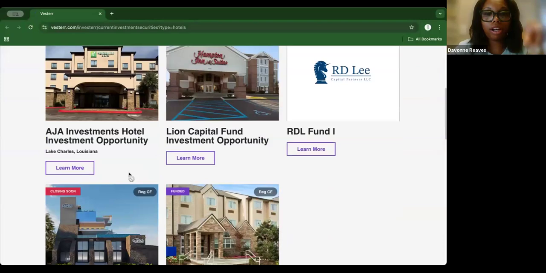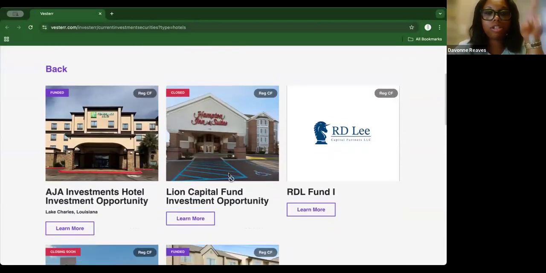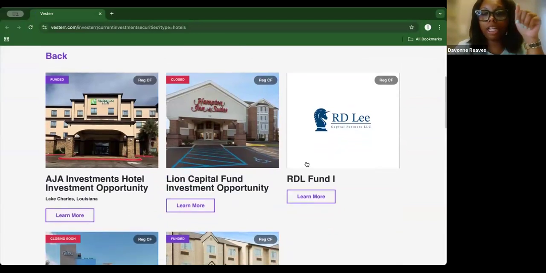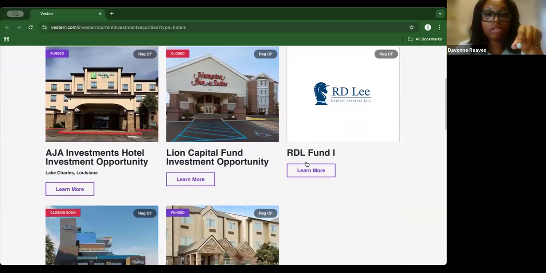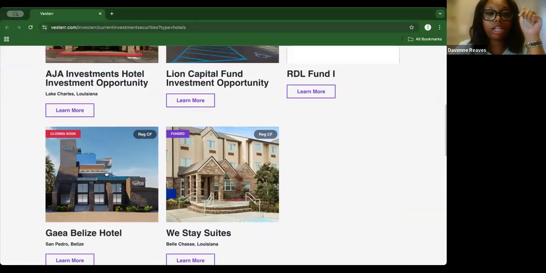So these are current deals. We actually have 3 funded deals, 2 of them hotels. We have the Hampton Inn that's about to reopen, RDL Fund 1, that's a hotel fund, and then the Gaia, a hotel development project in Belize.